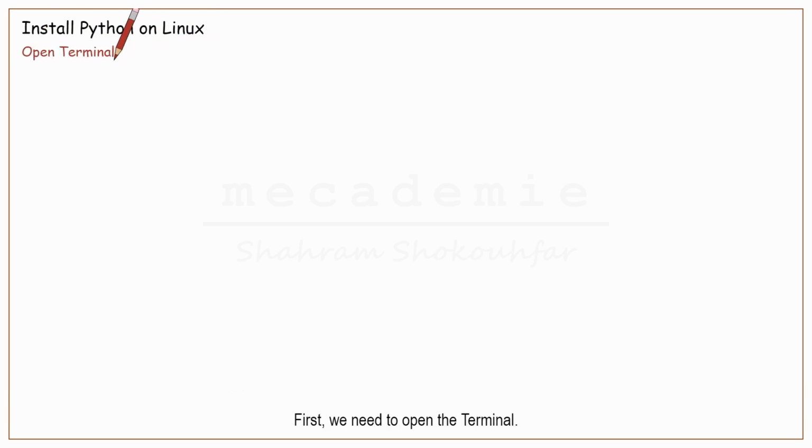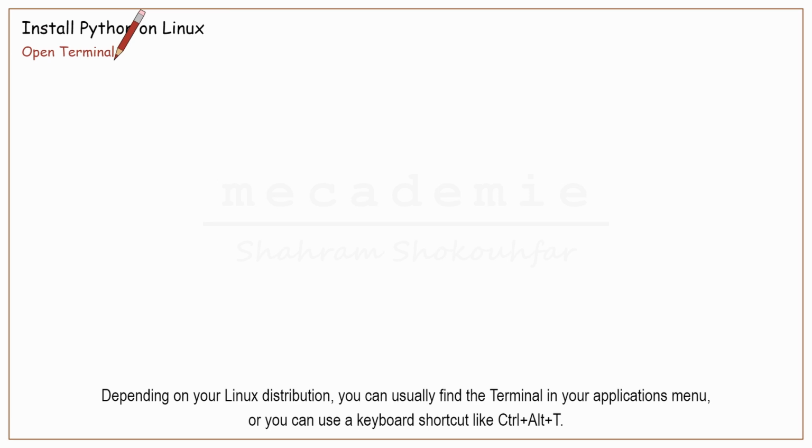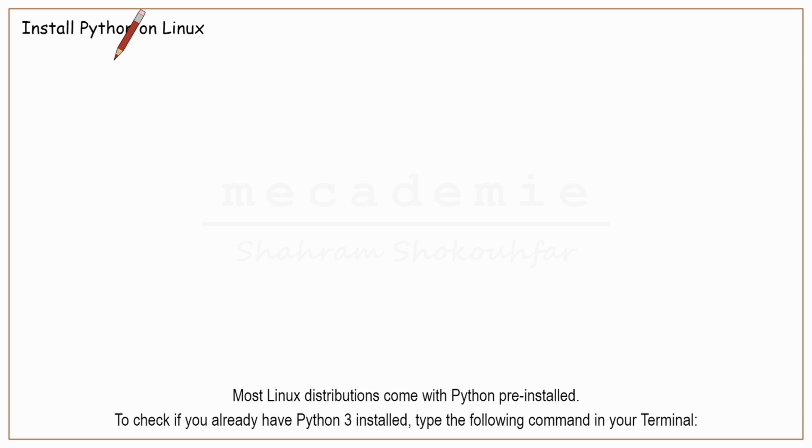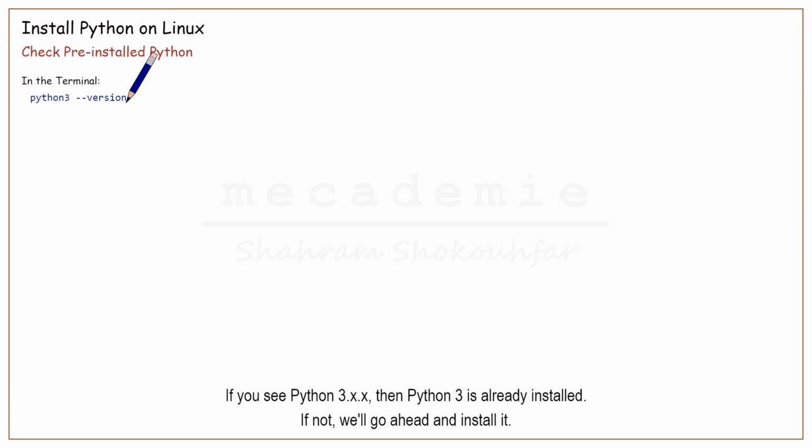First, we need to open the terminal. Depending on your Linux distribution, you can usually find the terminal in your applications menu, or you can use a keyboard shortcut like Ctrl-Alt-T. Most Linux distributions come with Python pre-installed. To check if you already have Python 3 installed, type the following command in your terminal. If you see Python 3 dot something, then Python 3 is already installed. If not, we'll go ahead and install it.